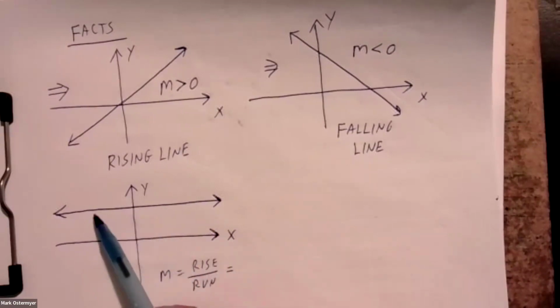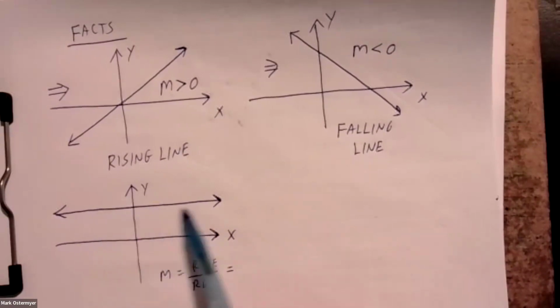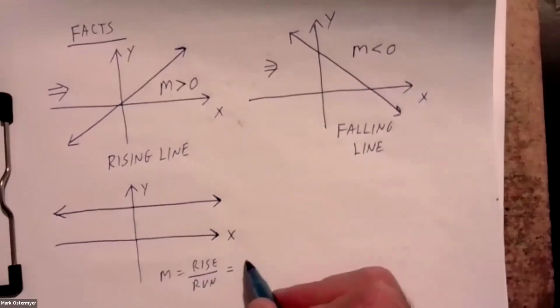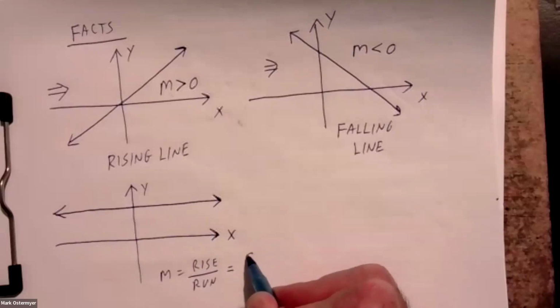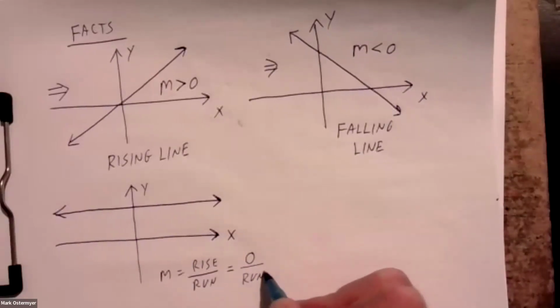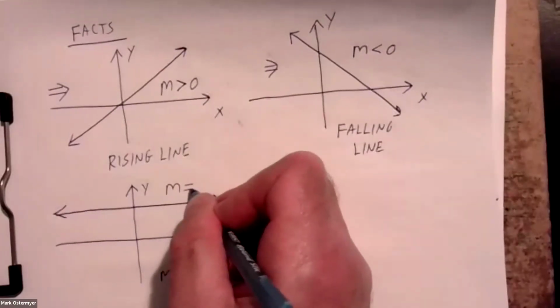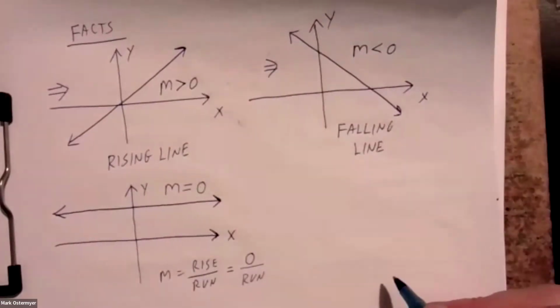Well, if you move from one point to another point on a horizontal line, you have nothing but run. There's no rise. And because there is no rise, the rise will be 0 in the numerator of the slope formula. And 0 divided by any non-zero real number is 0. So the slope of a horizontal line is always equal to 0.